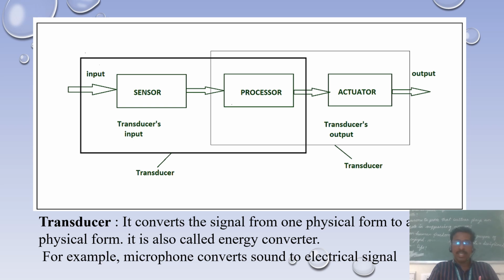Generally, a sensor will act as an input device that fetches the input and processes it, and that will act as the input for the actuator. So the actuator again converts the input into a different output. For example, a microphone converts sound to an electrical signal.